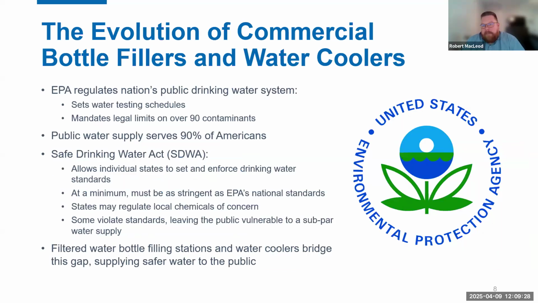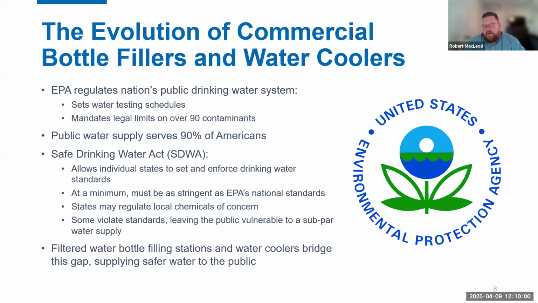Drinking water is one of the healthiest habits you can build, as long as the water is safe to drink. The nation's public drinking water systems are regulated by the EPA, which sets water testing schedules and legal limits on over 90 contaminants in drinking water. Delegated states and tribes provide drinking water to 90% of Americans through the public water supply. The Safe Drinking Water Act allows individual states to enforce their own drinking water standards if the standards are at a minimum as stringent as the EPA's national standards.